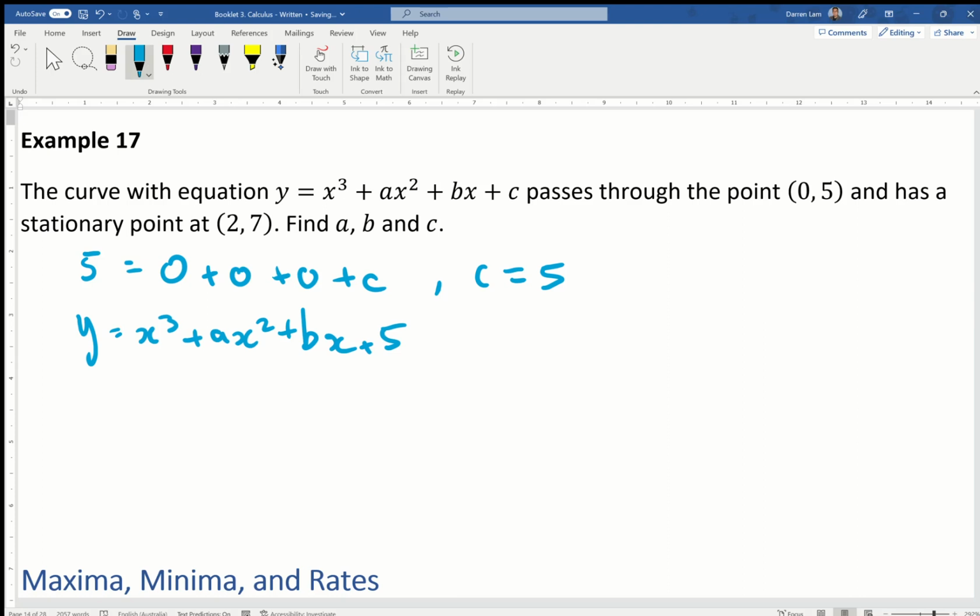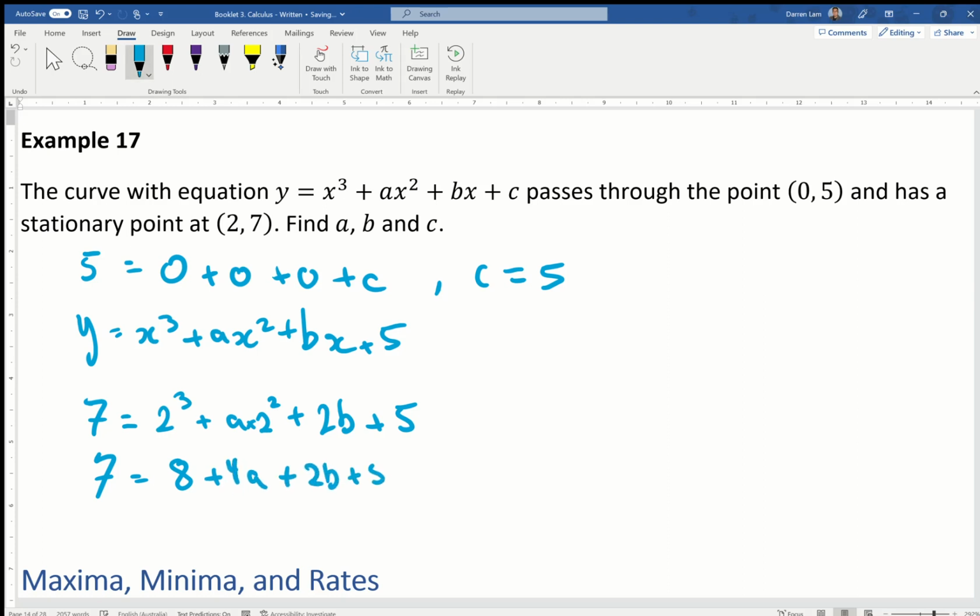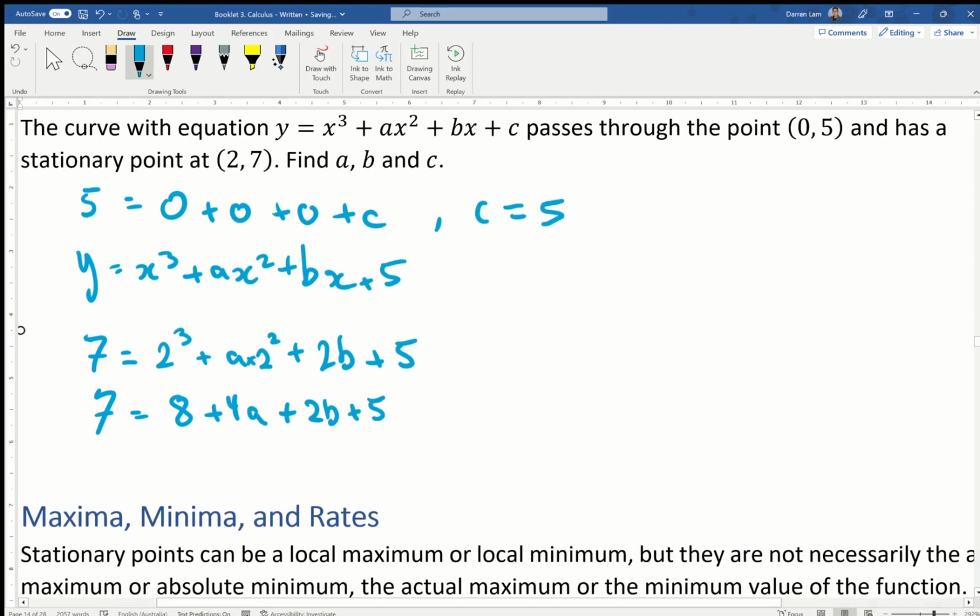And the next bit of information I'm going to use is the 2, 7. There is a point at 2, 7. Therefore, when x equals 2, y equals 7. So I'm going to have 2 cubed plus a times 2 squared plus 2b plus 5, which should give us 7 equals 8 plus 4a plus 2b plus 5, which simplifying that down, I get 12 plus 4a plus b equals 0.